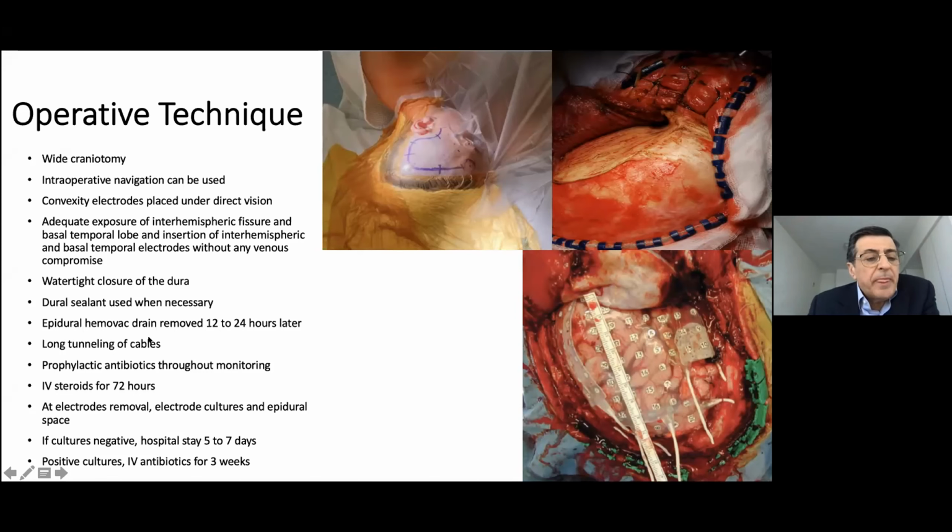I use an epidural hemovac drain that I remove 12 to 24 hours later. I use a long tunneling of the cables, so we prep accordingly the head of the patient almost completely. We use prophylactic antibiotics throughout the monitoring. I use IV steroids for 72 hours and then stop them. At electrode removal, the electrode cultures and the epidural space are cultured. If the cultures are negative, the patient stays only 5 to 7 days, and if the cultures are positive, the patient is continued on IV antibiotics for 3 weeks.